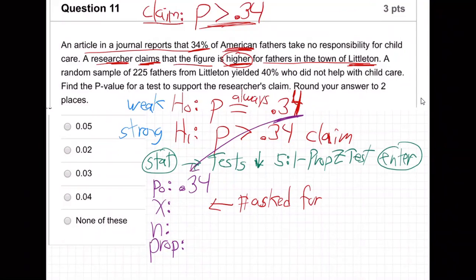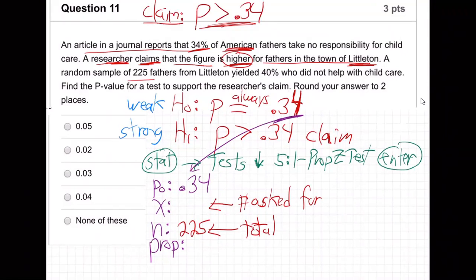Oh, that's a tricky part on this one, isn't it? But we do n. n is always the total, huh? We can do that. What's the total in the sample? 225. Yeah, 225. Right there. Good. Yeah, but what's the x? That's kind of tricky, isn't it?